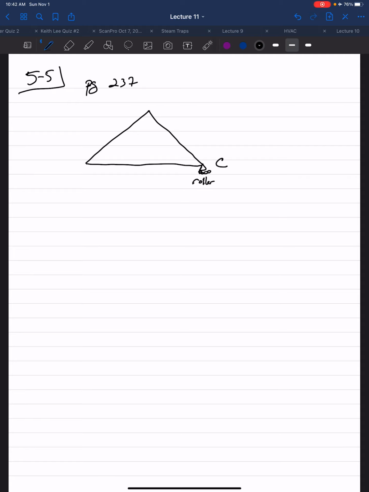Take a look at another problem. Let's look at 5.5, page 237. Here it wants us once again to determine the force in each member of this truss and state if the members are in tension or compression. Theta equals 0. So then the roller at C, this is a roller. It is horizontal because that angle theta is 0.